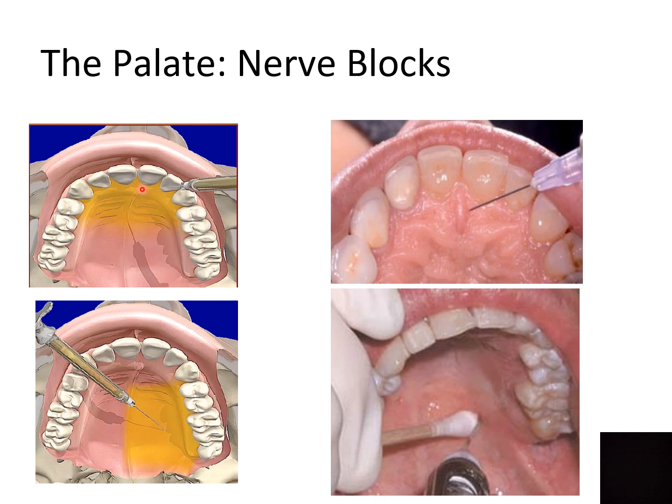So for the incisive nerve block, you need to be adjacent to the incisive papilla, and for the greater palatine nerve block, you need to be close to the distal aspect of the upper second molar. Otherwise, the techniques are very similar to palatal infiltrations we discussed previously.